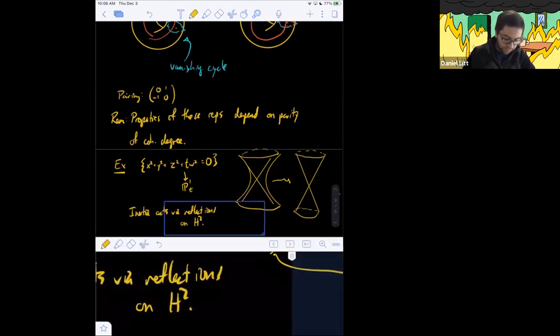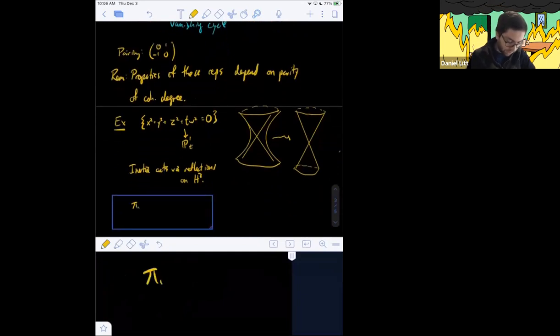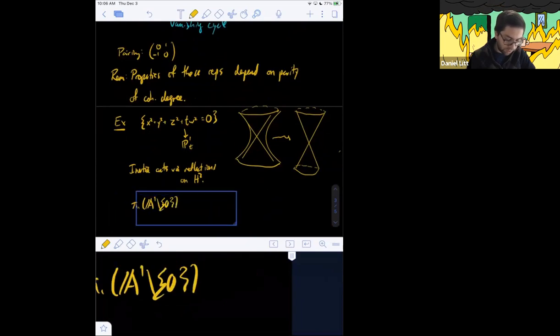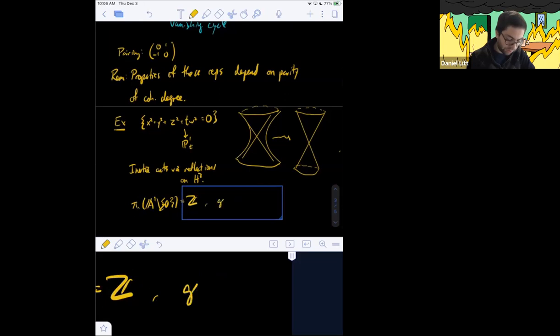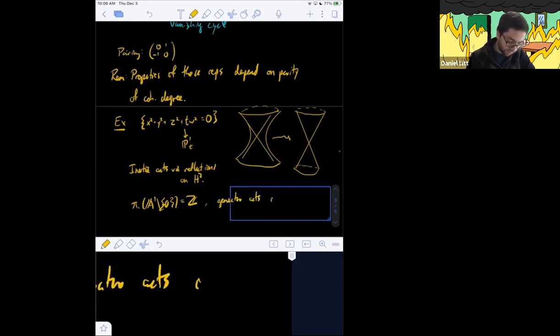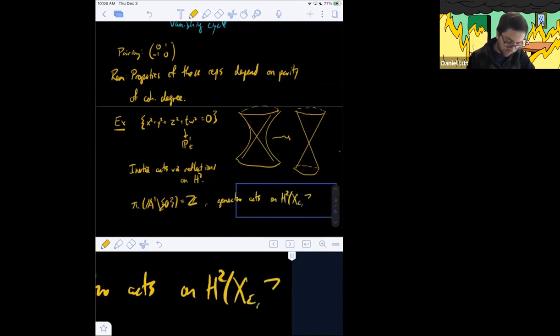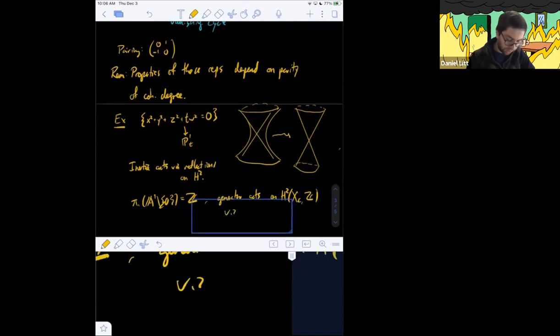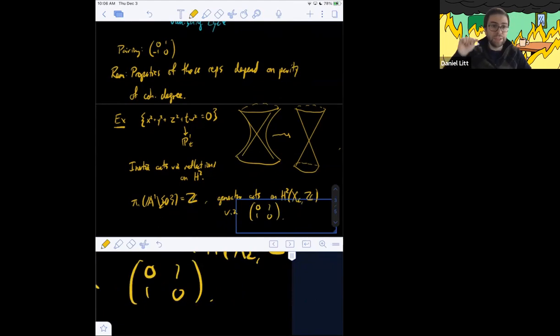So pi 1 of this is smooth away from 0 and infinity. So you look at pi 1 of A1 minus the origin. This is Z, and the generator acts on H2 of x epsilon Z via the matrix 0, 1, 1, 0. So it's fun to work this out. This is something you really should try to get a handle on.